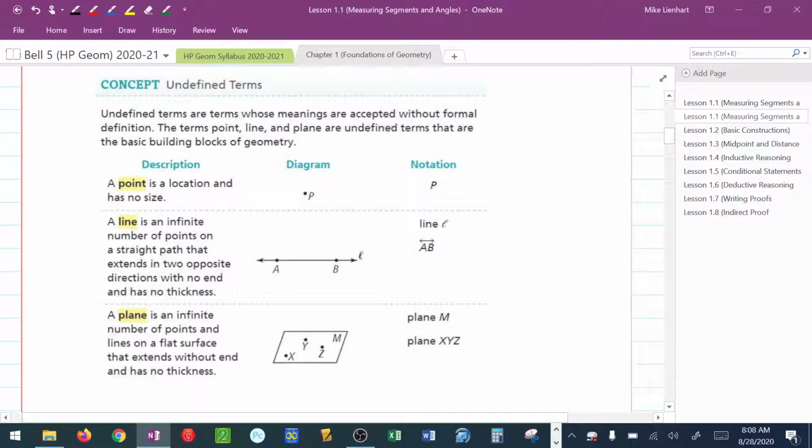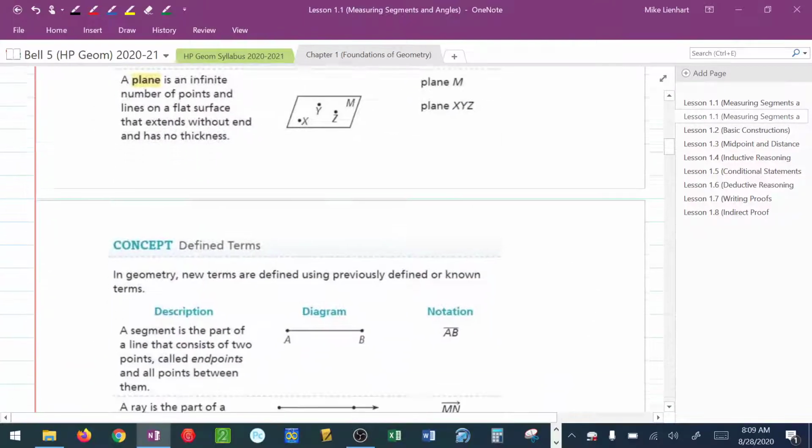A line is an infinite collection of points that are on a straight path that goes in opposite directions. A plane is an infinite number of points that lie on a flat surface. So think about a wall or the floor or the ceiling. It extends forever. So even though the ceiling eventually hits the wall, it's not going to stop there. The plane continues forever. Okay?